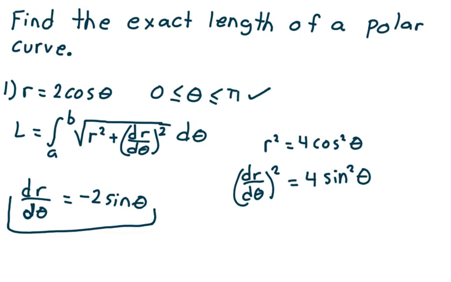If r equals 2 cosine theta, r squared is equal to 4 cosine squared theta. And if dr/d theta is negative 2 sine theta, then (dr/d theta) squared is equal to 4 sine squared theta.